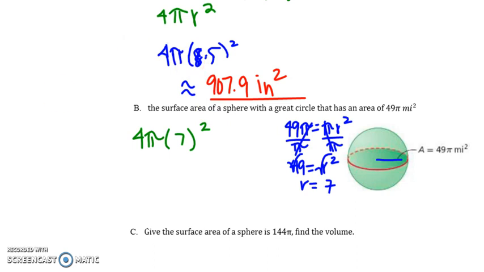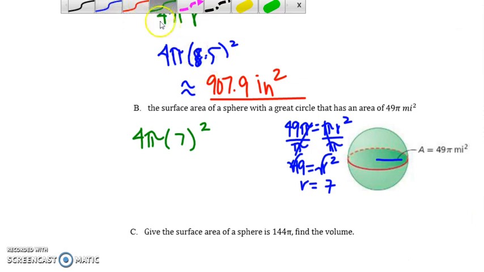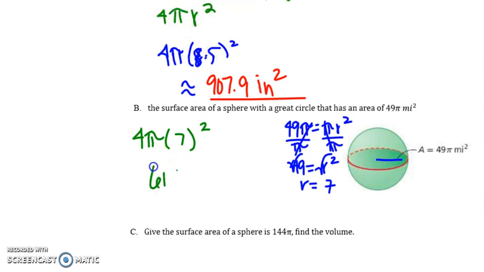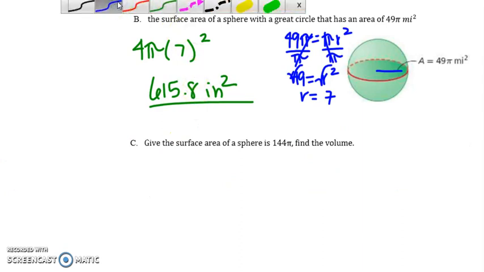And we can go ahead and type this into our calculator. 7 squared, which I already know is 49, times 4 times pi. So that is going to give me 615.8 inches squared. All right, so for this last one, we're going to work backwards because we're given the surface area, and then we will figure out what the volume is.